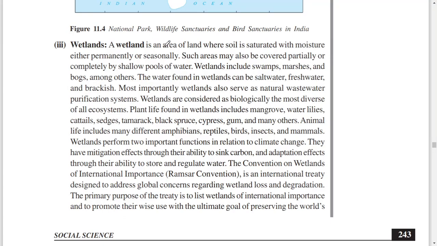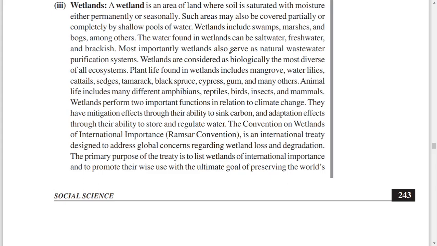Wetlands. A wetland is an area of land where soil is saturated with moisture, either permanently or seasonally. Such areas may also be covered partially or completely by shallow pools of water. Wetlands include swamps, marshes, and bogs, among others. The water found in wetlands can be salt water, freshwater, or brackish. Most importantly, wetlands also serve as a natural wastewater purification system. Hence, wetlands are known as the kidney of the earth.